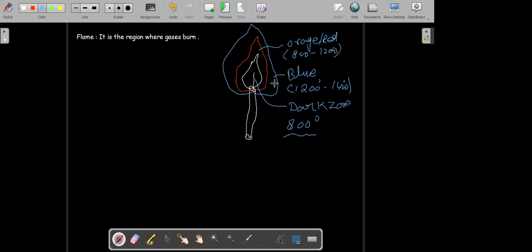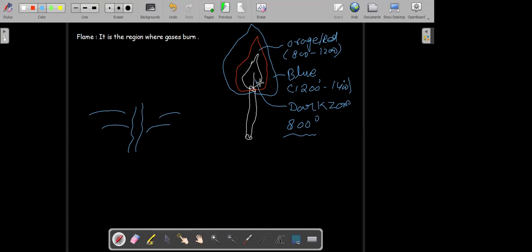Can you think why the blue zone, the outermost zone, has the highest temperature? Sir, because it is more exposed to the oxygen. Yes, it is exposed to most of the oxygen. All the gases evaporate out from here, and in the surroundings you have oxygen, which has to react with it. The outermost zone obtains the maximum amount of oxygen, so maximum combustion takes place there.